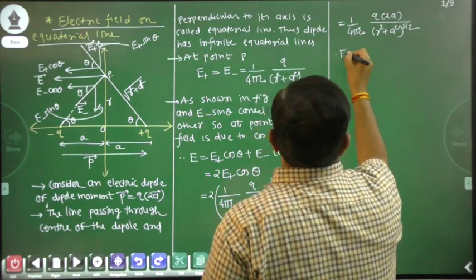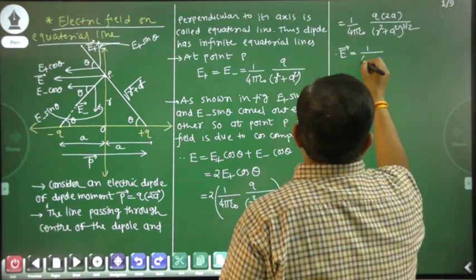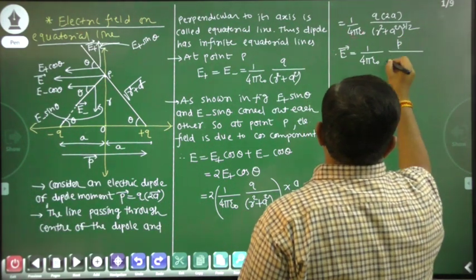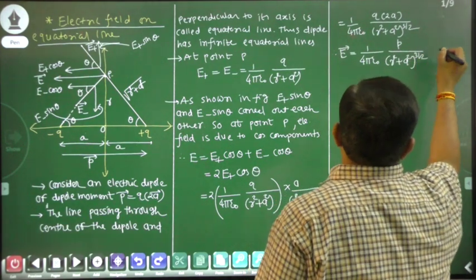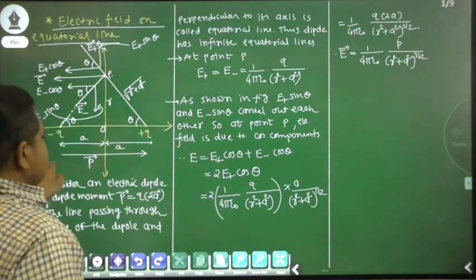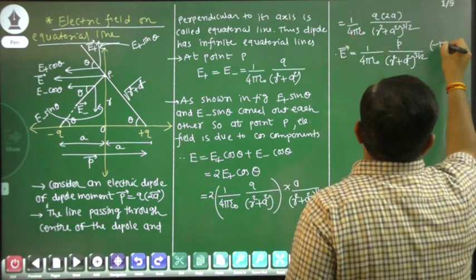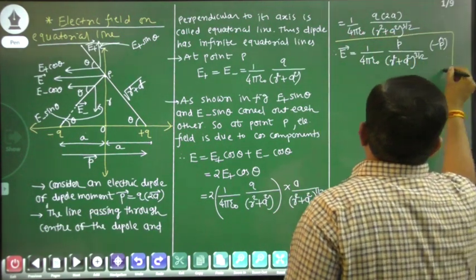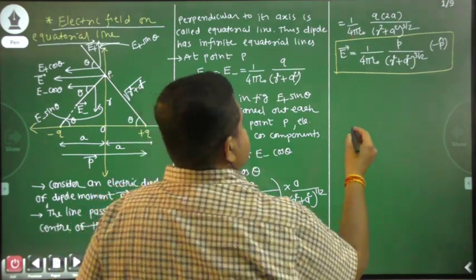So in vector form, electric field on equatorial line is 1 upon 4 pi epsilon naught q into 2a, which is electric dipole, upon r square plus a square raised to 3 by 2. Okay, and you can see the direction of electric field is in opposite direction to dipole moment. So minus p cap. Clear?